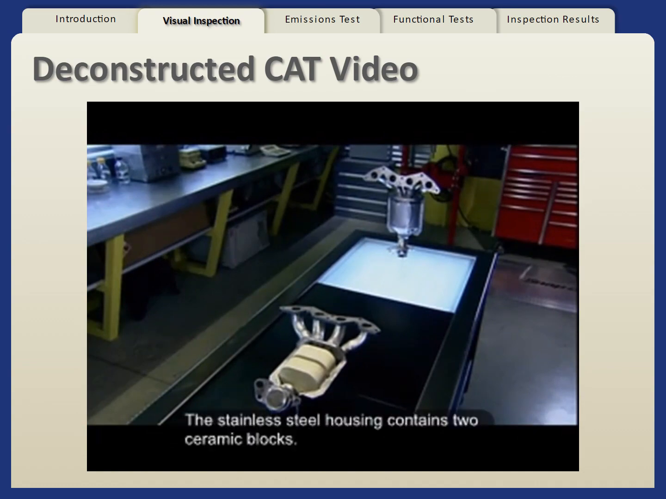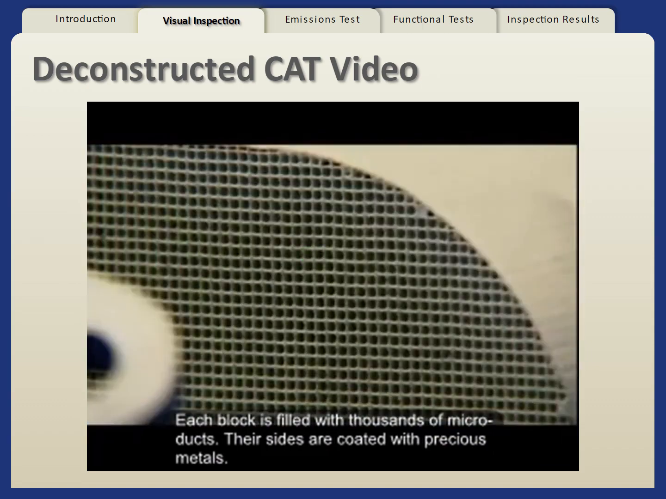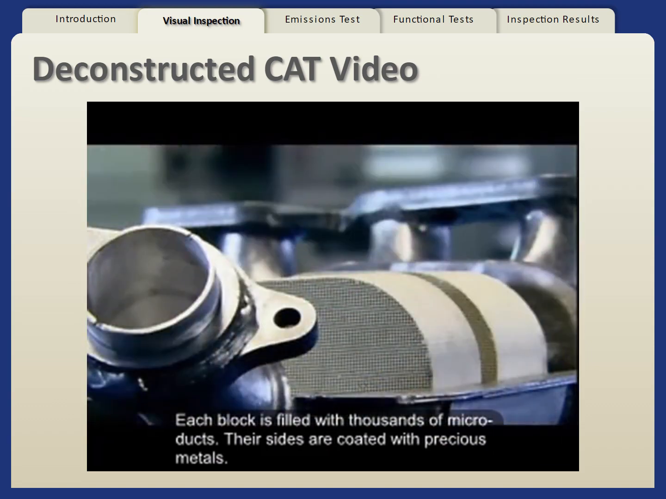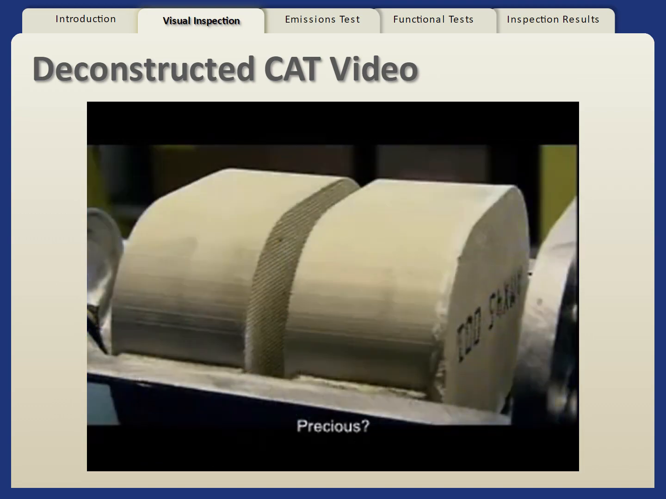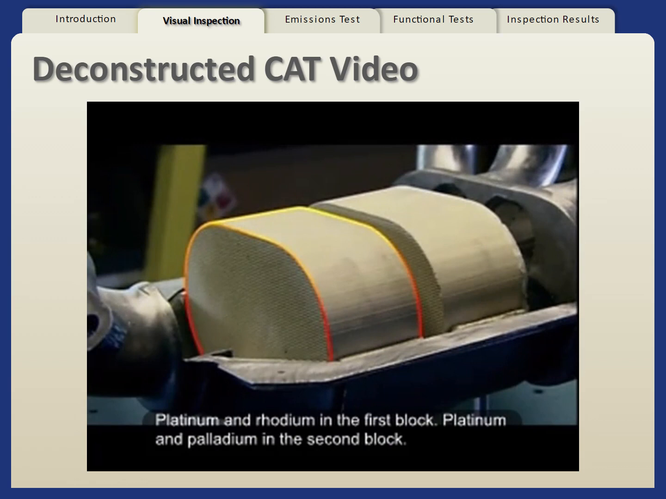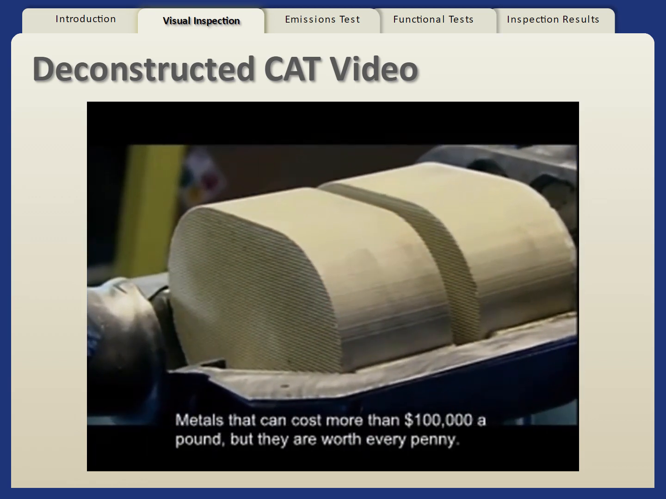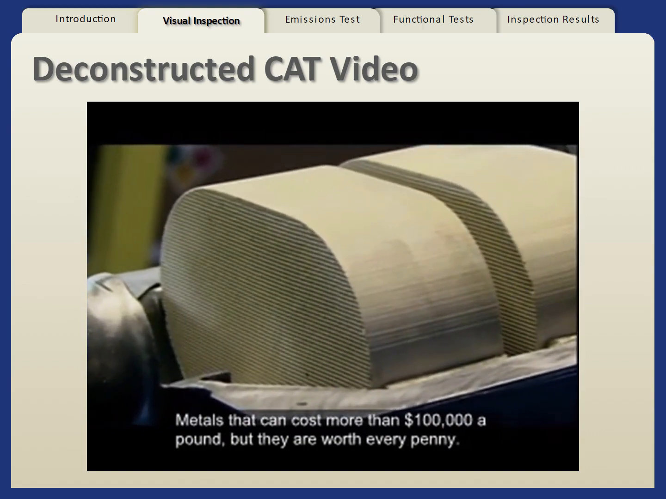The stainless steel housing contains 2 ceramic blocks. Each block is filled with thousands of microducts. Their sides are coated with precious metals. Precious? Platinum and rhodium in the first block. Platinum and palladium in the second block. Metals that can cost more than $100,000 a pound. But they're worth every penny.